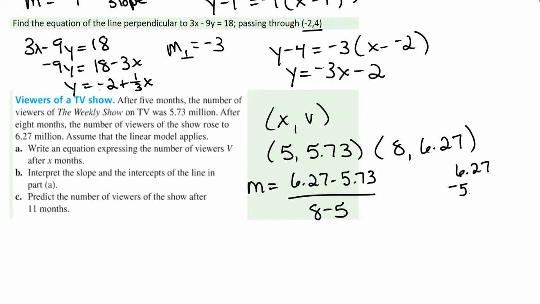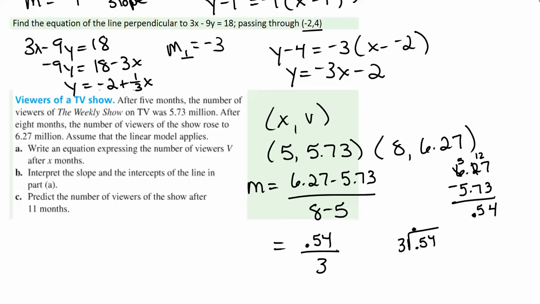6.27 minus 5.73, that'll be a 4 here. We'll change this to a 12 and this to a 5. So that's going to be 0.54. So this is 0.54 divided by 8 minus 5, which is 3. And we don't want to leave a decimal over an integer, so we'll go ahead and divide 3 into 0.54.